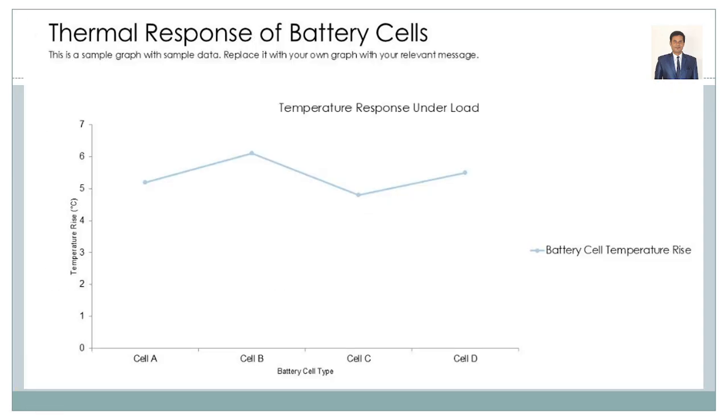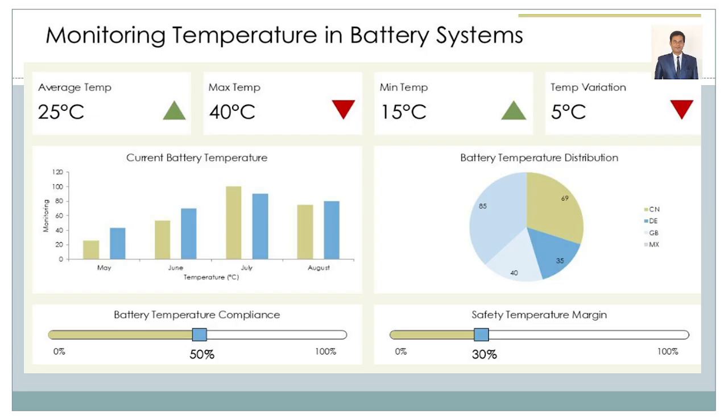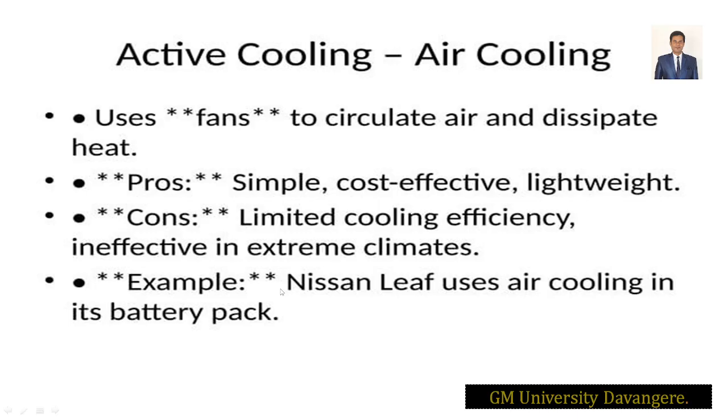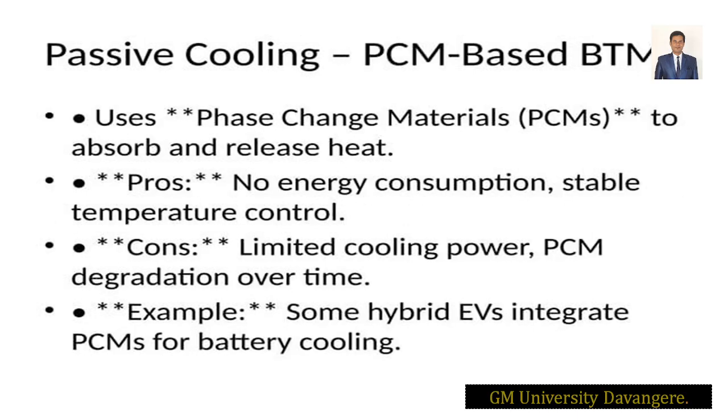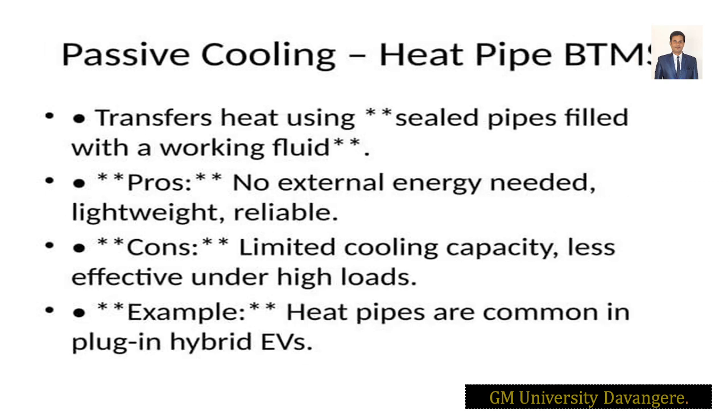So this is the response time for each battery cell, and this is the modeled temperature in the battery systems. We are taking 25 degrees for the average temperature and a maximum of 40 degrees centigrade, calculated for different months. These are the types of active cooling, where we have liquid cooling, and passive cooling, where we have PCM-based material. We also have heat pumps for BTMS.